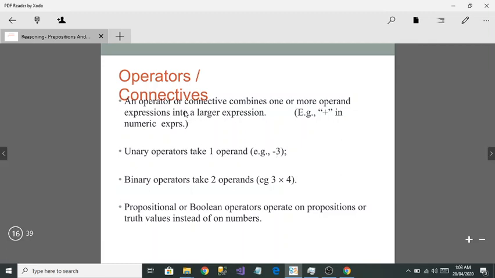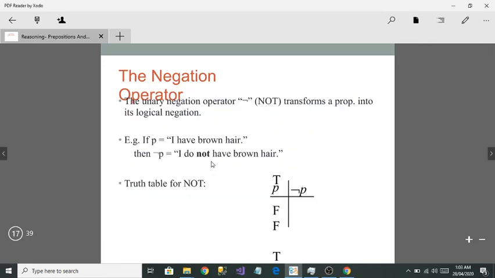Operators or connectives. As you can see, operators basically combine one or more operands into a larger expression. That means it's going to combine two expressions. So let me take you to the first operator, that is the negation operator. As I told you before, you can write it like this, and it is also called not. What it does is transform a proposition into its logical negation.